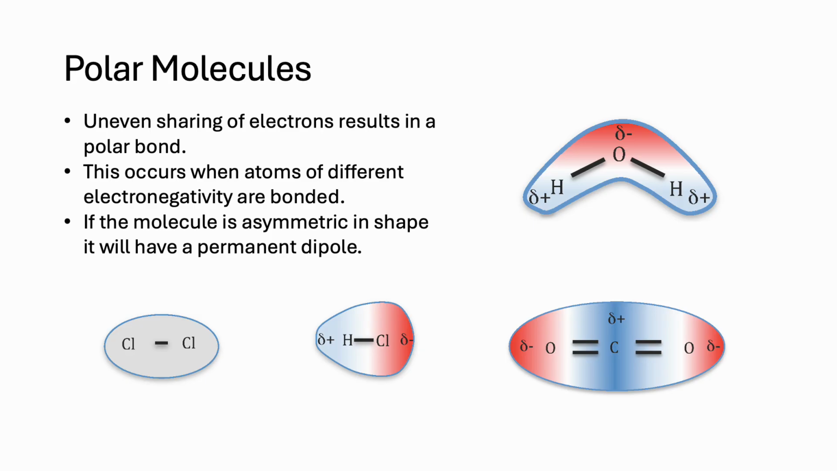The situation is different in a water molecule. Each HO bond is polar, and the overall angular shape of the molecule means that the polar bonds do not exactly balance, and so the molecule as a whole is polar and has a permanent dipole.